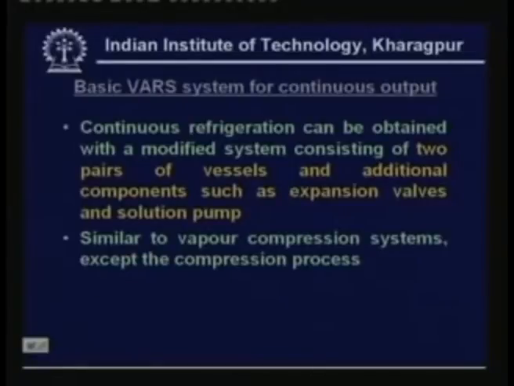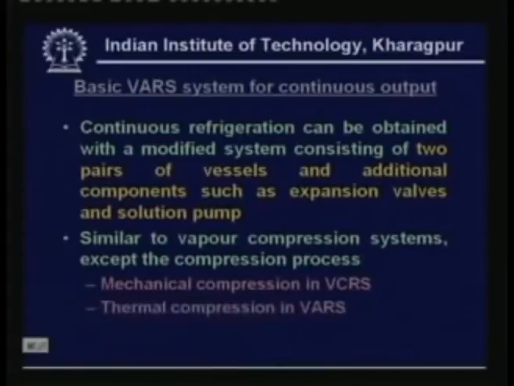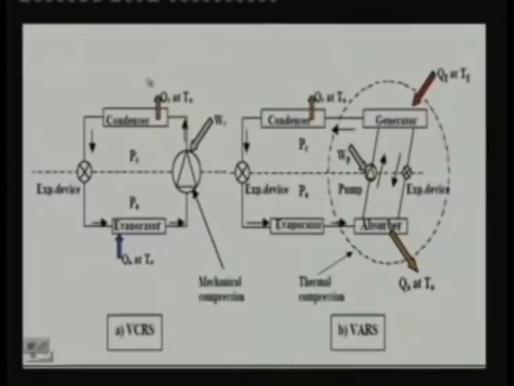These systems are similar to compression systems. That means you get continuous output just like a vapor compression system, but there are major differences. The major difference is the way the vapor is compressed. In a vapor compression refrigeration system it is mechanical compression. That means you supply mechanical energy to the compressor and compress the vapor mechanically. So, you call these mechanical compression systems, and in the case of absorption systems, you can call that thermal compression, where you compress the vapor thermally. Now let me explain the basic system.